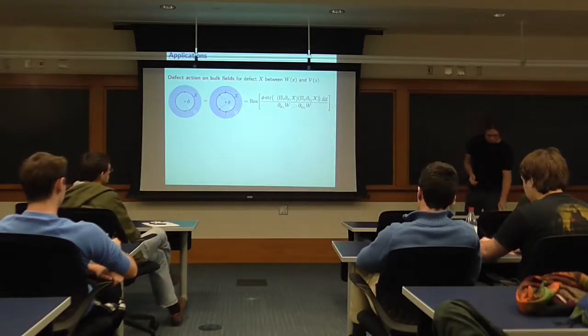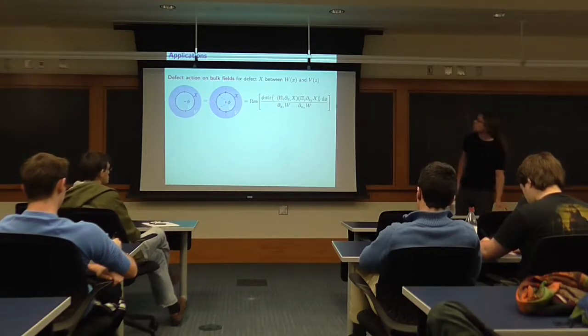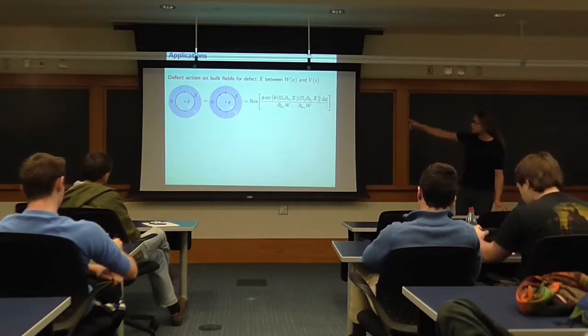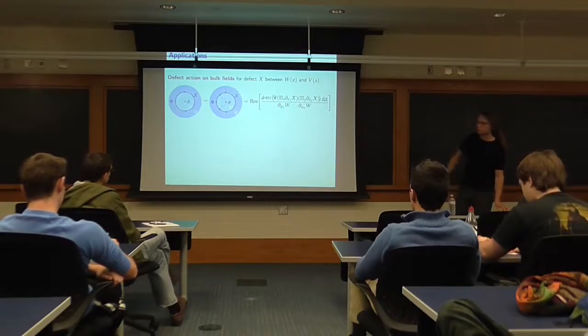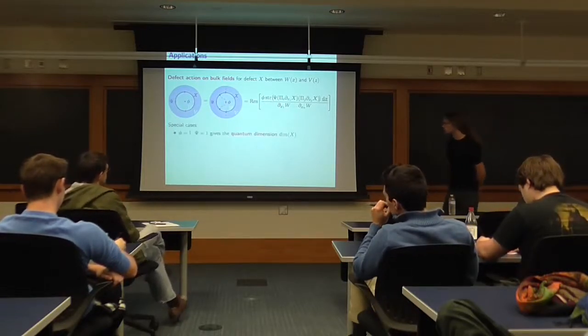I think that's nice. And we can add to this by putting a field capital Psi that lives on the defect X, and it just adds a factor in the supertrace. Very simple. Okay, here are some special cases.